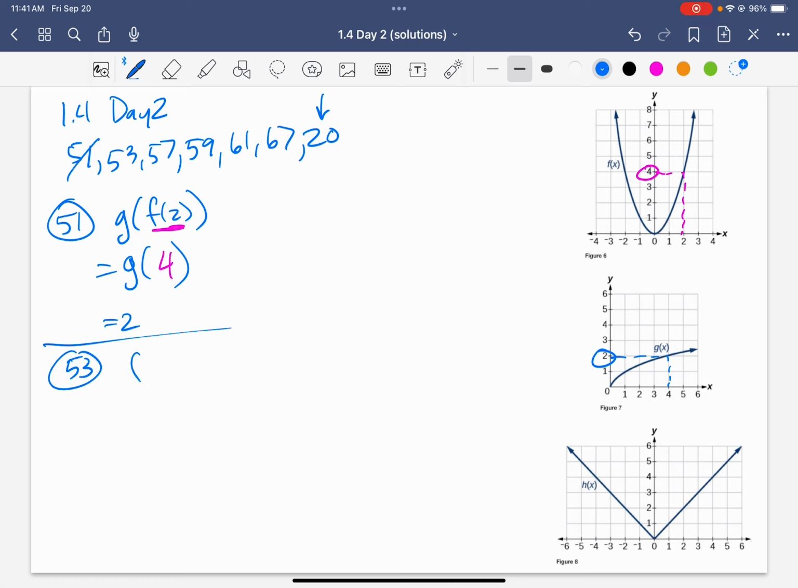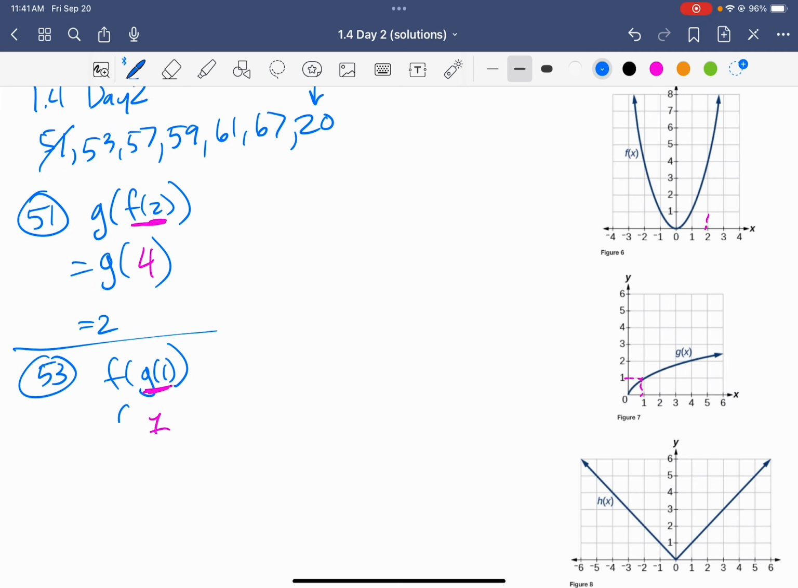Next is 53. 53 asks you to find f of g of 1. So first it wants me to find g of 1. I go to the g function and plug in 1, I get out 1. Then I take f of that answer. I take f of the answer 1, and I get 1. So it turns out to be 1.